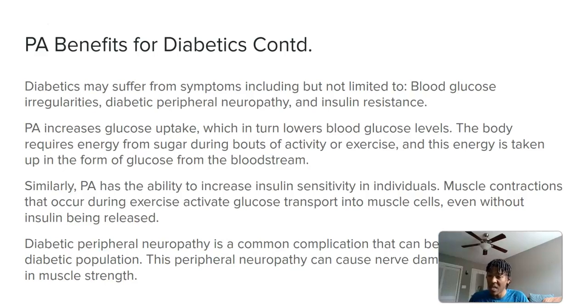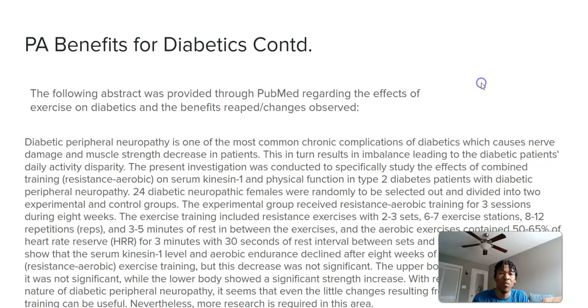One complication we can run into is diabetic peripheral neuropathy, which is also one of the things I mentioned at the beginning of this slide. This peripheral neuropathy can cause nerve damage and a decrease in muscle strength. This is an excerpt from PubMed, an abstract on a research study regarding the effects of exercise on diabetics, specifically dealing with peripheral neuropathy. I'm just going to summarize this for you guys.